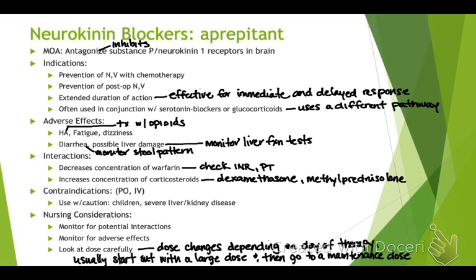Contraindications, PO and IV: you want to use with caution with children that have severe liver and kidney disease. Again, nursing considerations: you want to monitor for any potential interactions, monitor for adverse effects, and look at the dose very carefully. Dose changes depending on the day of therapy, so you usually start out with a larger dose and then go to a lower maintenance dose.